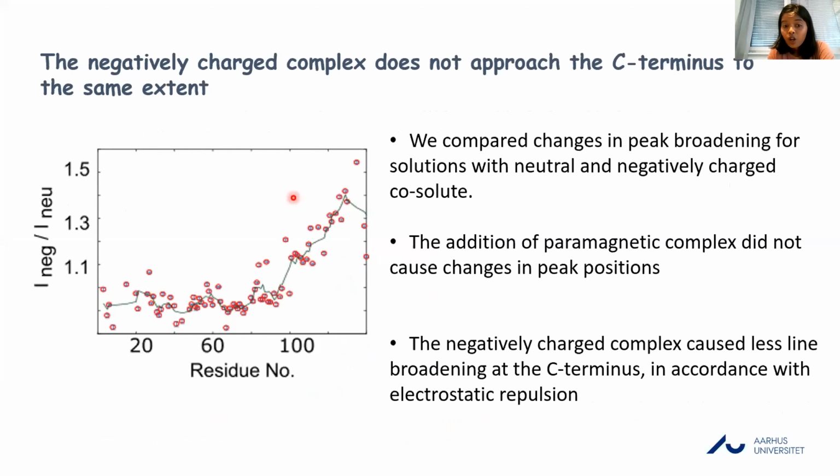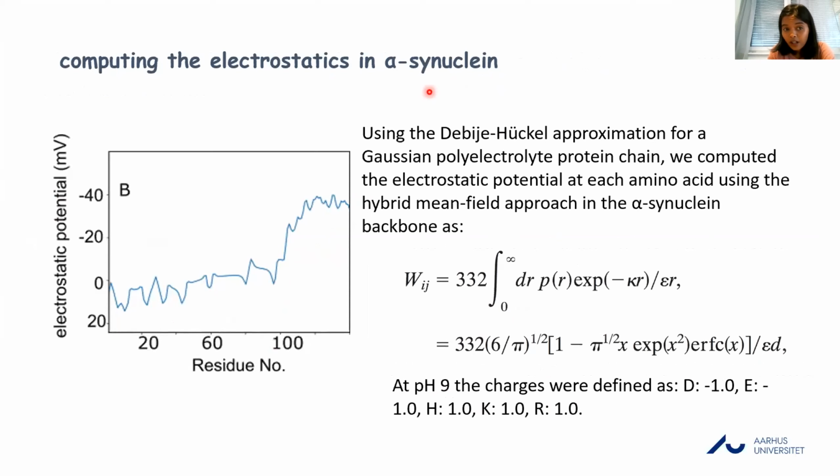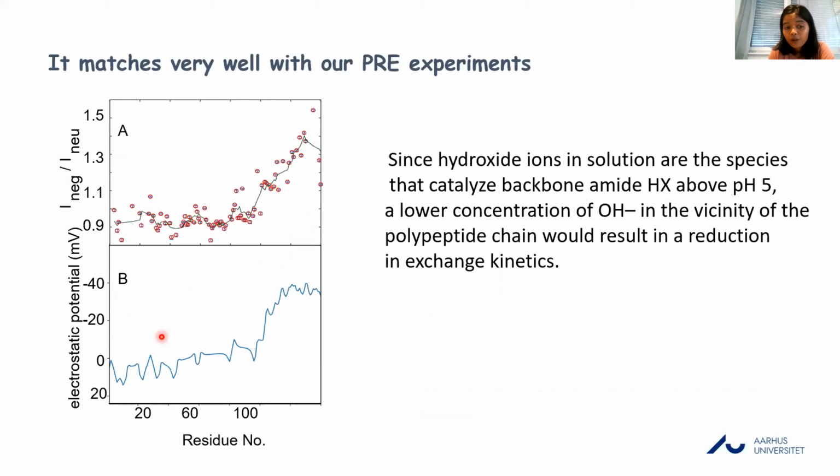And when we do that, we saw this interesting trend again at the C-terminus. The negatively charged complex caused less line broadening at the C-terminus, which means that the negatively charged complex does not approach the C-terminus to the same extent as a neutral complex. And this is in accordance with the electrostatic repulsion. Now, another way to quantitatively study the ion depletion at the protein backbone is to use the Debye-Hückel approximation for a Gaussian polyelectrolyte protein chain. So we compute the electrostatic potential using the hybrid mean field approach for each position i summed over all other positions j at pH 9. And we get a trend like this again, which is in line with what we got from our PRE experiments.